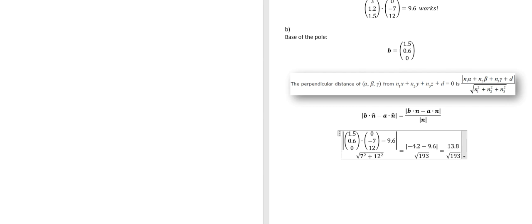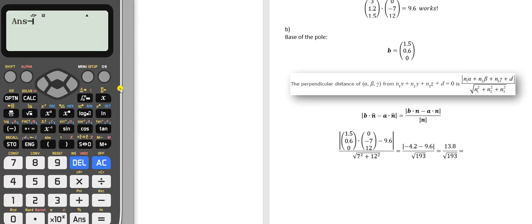Remember, you've got the calculator to do the heavy lifting on these things, so if in doubt, make sure you're making use of this thing. Minus 4.2 minus 9.6 is minus 13.8. And of course, 7 squared plus 12 squared is 193, so we've got our surd correct.